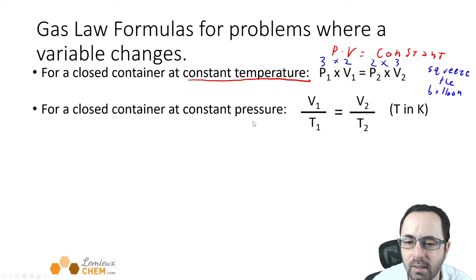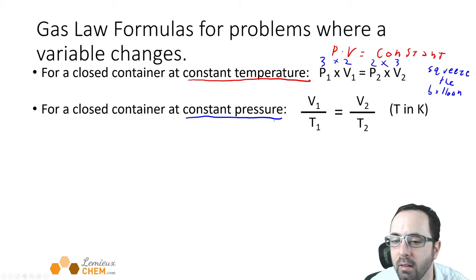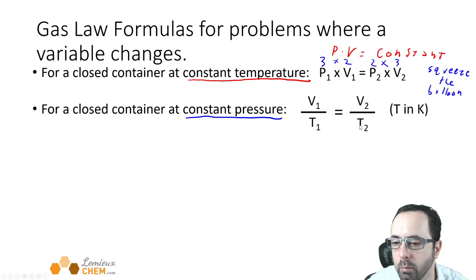For the next type of formula that we have, a closed container at constant pressure, the relationship is volume over temperature is constant. Another way of saying it is volume 1 divided by temperature 1 equals volume 2 divided by temperature 2. So if you change one of these two, the other one will change too. This type of mathematics tells us that when one gets bigger, the other also gets bigger.